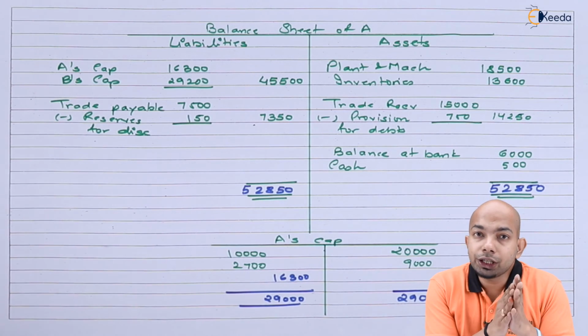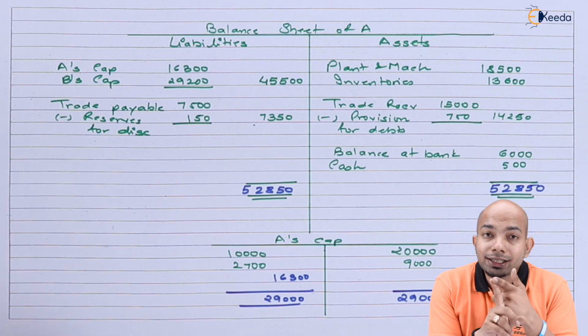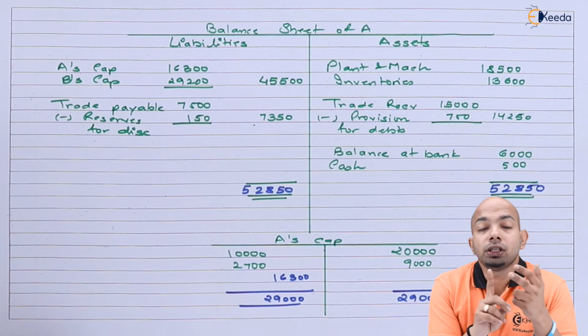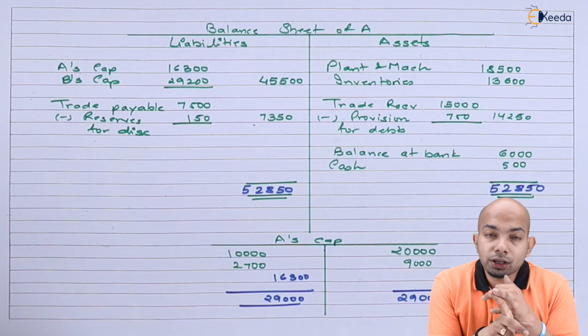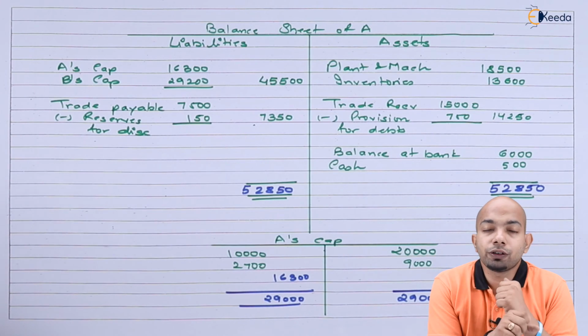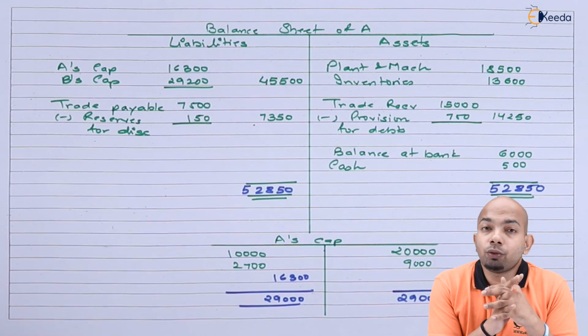So I hope this video gave you a lot of clarity about the illustration problem on revaluation account, usage of goodwill, transfer of reserves, etc., which is a part of retirement of a partner.